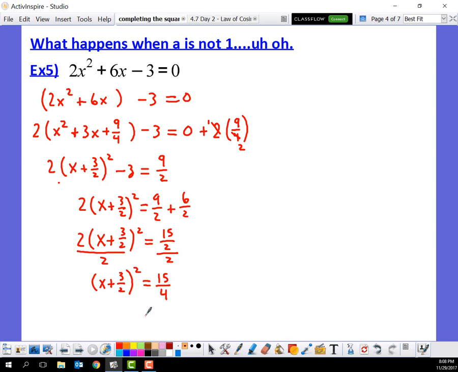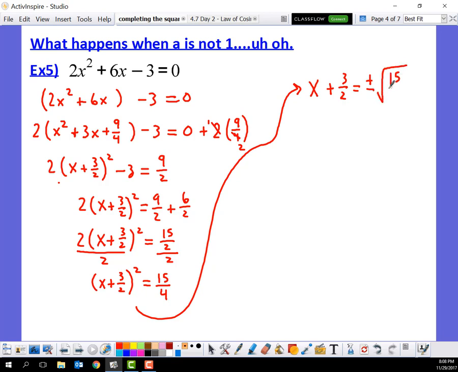15/4. Now I can take the square root of both sides, and I'm running out of room, so I'm going to come up here. Okay, so here we go. Take the square root of both sides. We get x plus 3/2 equals, don't forget, plus or minus the square root of 15/4. Subtract the 3/2 to the other side. We get x equals negative 3/2 plus or minus the square root of 15 all over 2. Final answer.